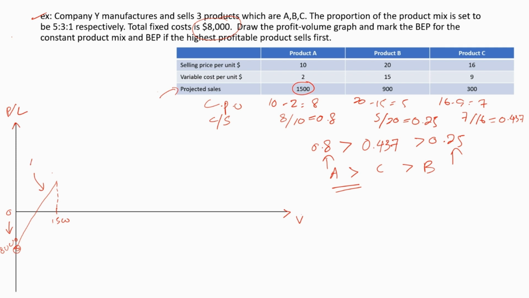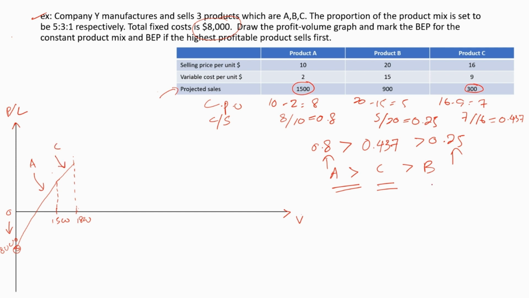This is the contribution line for product A, and the slope or the gradient of this line represents the CS ratio of product A, which is 0.8. Then we draw the line for product C because it has the second highest CS ratio. They are expecting to sell 300 units of product C. So 1500 plus 300, 1800. So the slope will be little lower for product C.